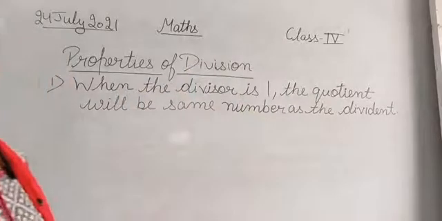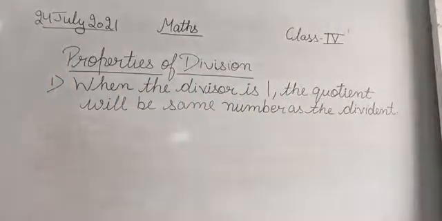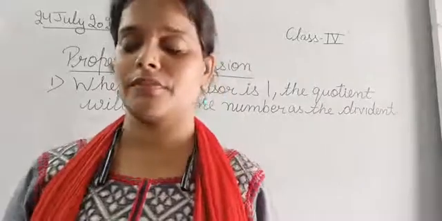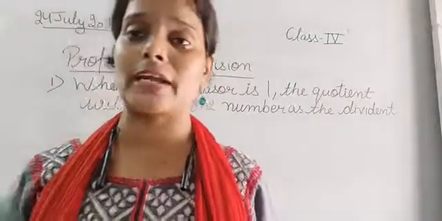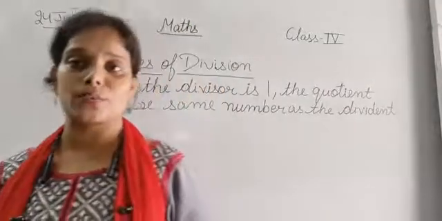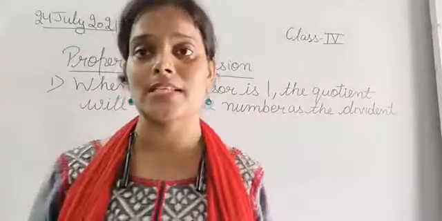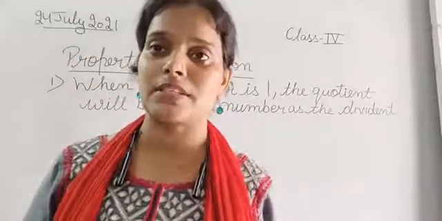Look, this is the property here. When the divisor is 1, the quotient will be the same number as the dividend. If our divisor, the number that we use to divide, is 1, then the question's answer, the quotient, will always be the same as the number that is the dividend.